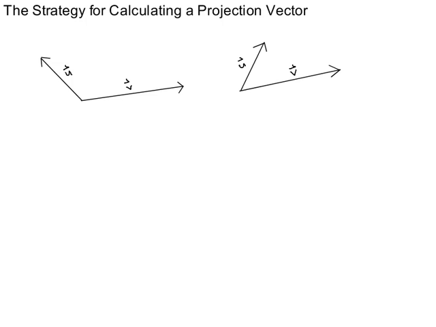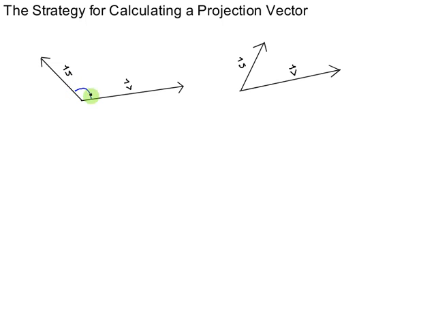Alright, let's try to discuss the strategy for calculating a projection vector. It's really not too difficult, but if you try to do too much at once here, you're going to get totally confused. So focus in on the various components of calculating a projection vector. I've got two cases here, and I'm going to consider projecting vector u onto v in both cases. So let's start over here.